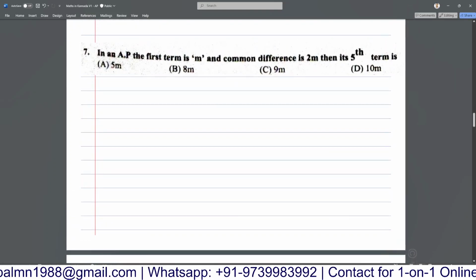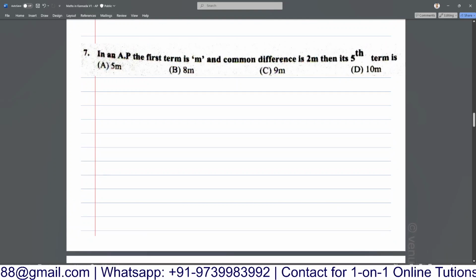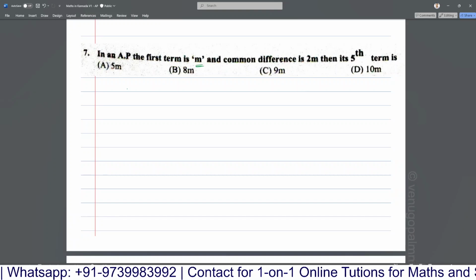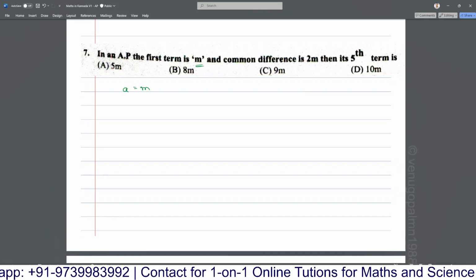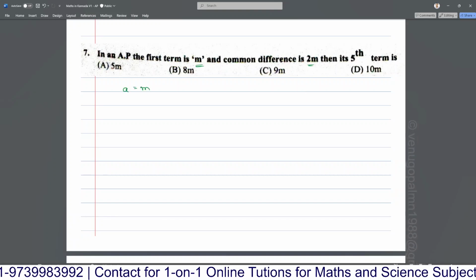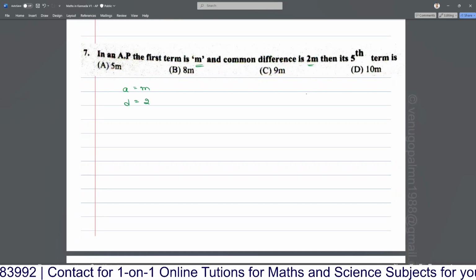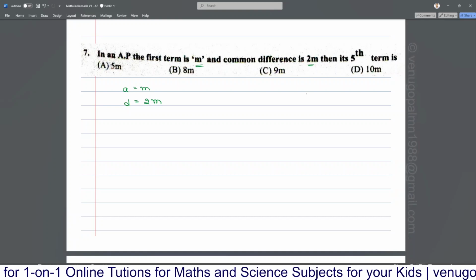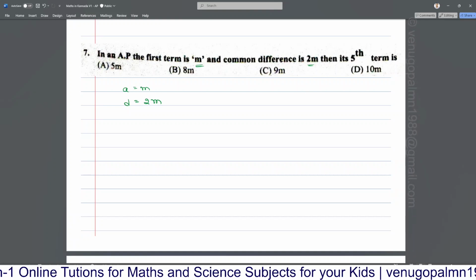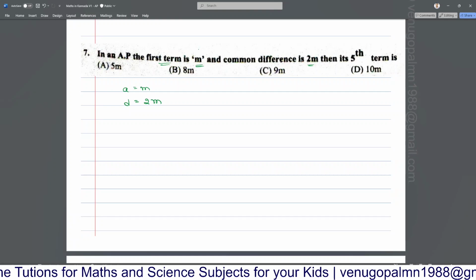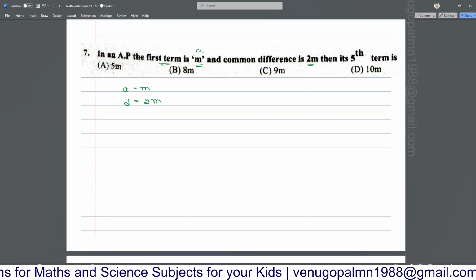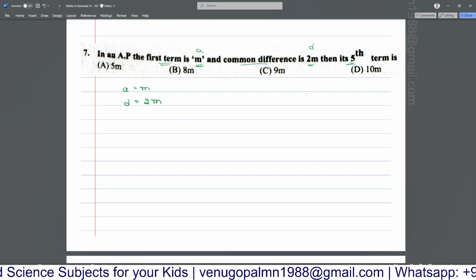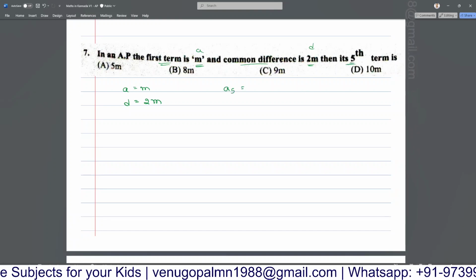So if you see the next example, the first term is m in an arithmetic progression, meaning a is equal to m they have given, and the difference is 2m. The d is 2m. You should be very careful, okay? You don't have to jump to a conclusion that the first term is m, second term is 2m. No, what they are saying, first term is m, which is nothing but a, and the common difference is 2m, which is d. So what they are asking us to find out? They ask us to find out a of 5 is equal to what?